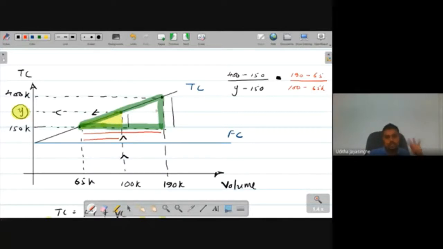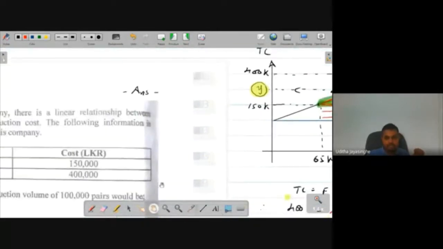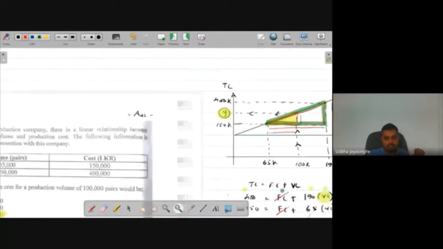Okay, so this is another method, an easy shortcut. Rather than taking the cost volume profit equations, you resolve these two simple triangles and get the value for this missing y. Okay, up to you, whichever is the comfortable way you can keep in mind and follow in an examination question.